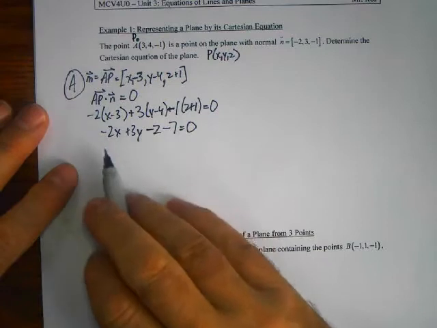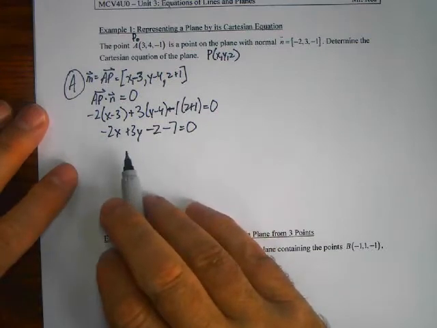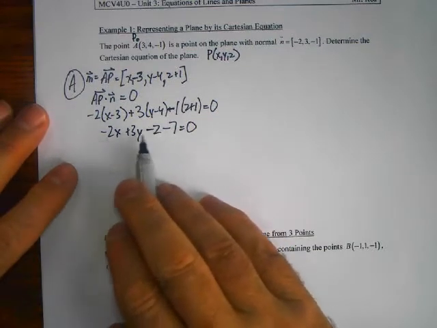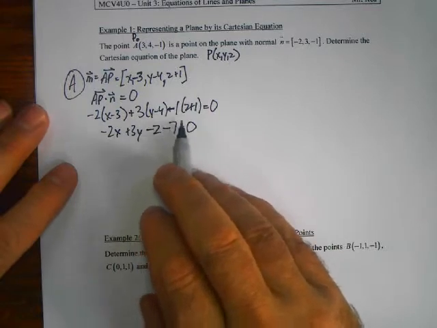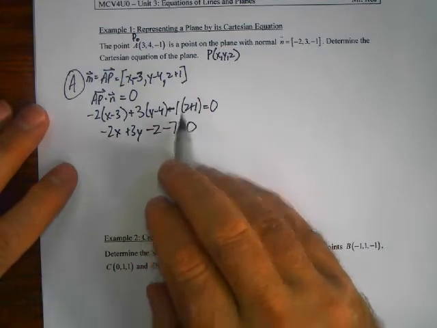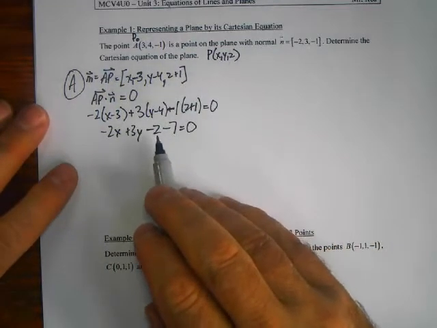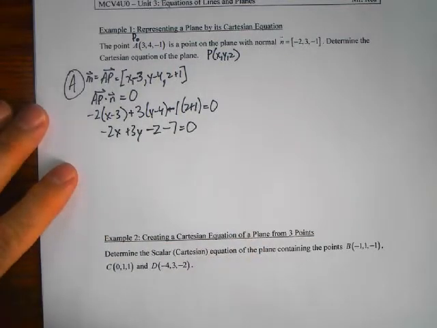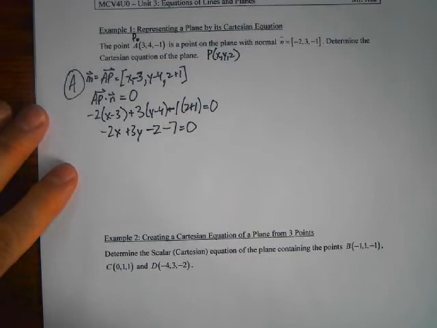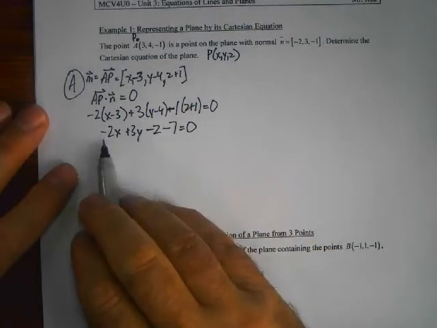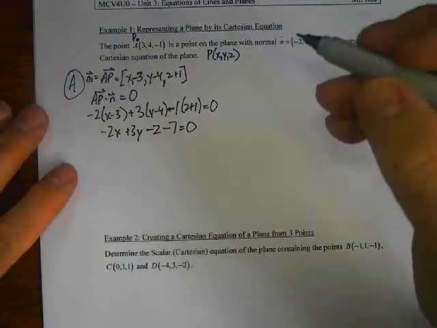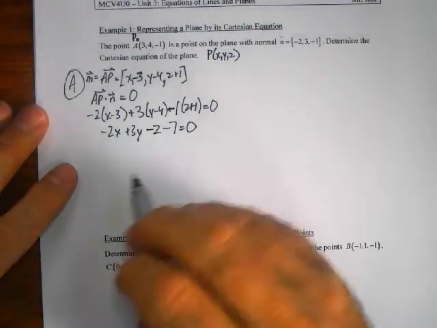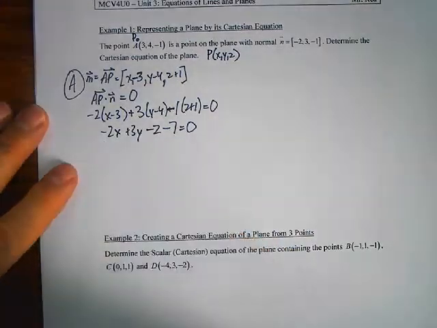Okay, well that's pretty much a Cartesian equation right there. You can see the values A, B, C, and we actually figured out what the D value would be for this exact plane. Now, usually we don't like to have the A value as negative, and this is true with standard equations of lines as well.